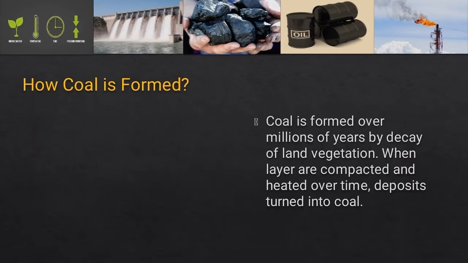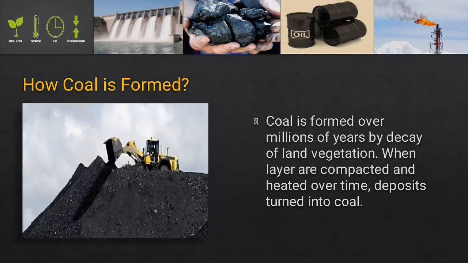How is coal formed? Coal is formed over millions of years by decay of plant vegetation when layers are compacted and heated over time, and the deposits turned into coal. Coal is usually extracted in mines. Many developing countries depend on coal for energy because they cannot afford oil or natural gas. China and India are major users of coal energy.